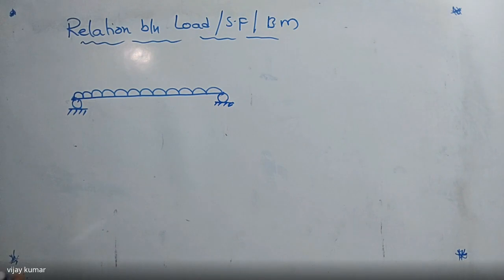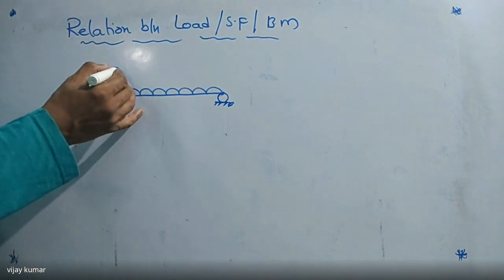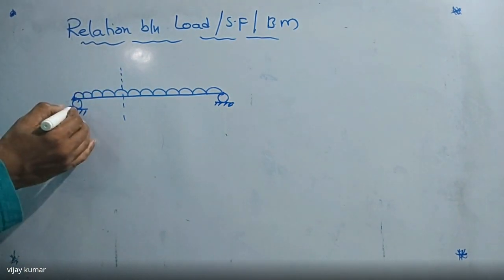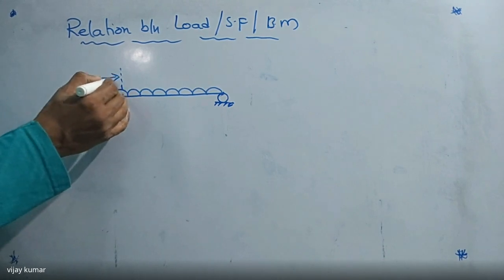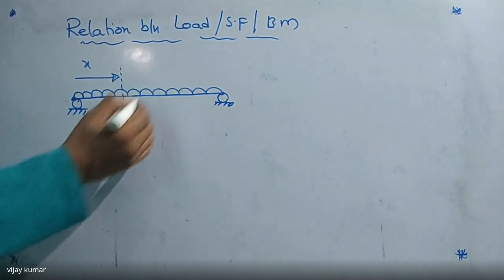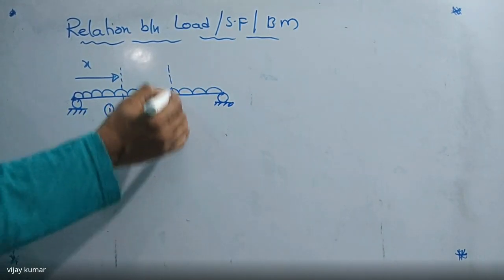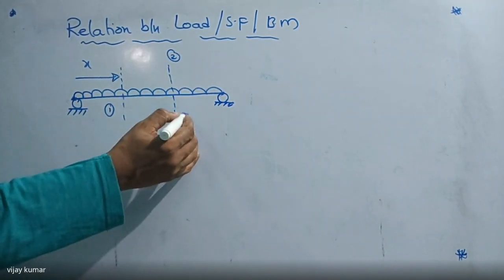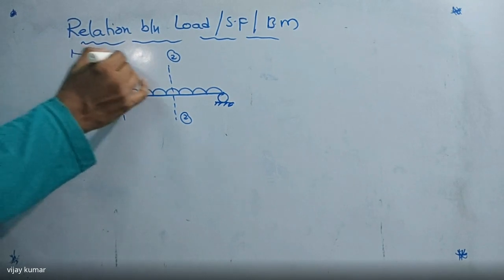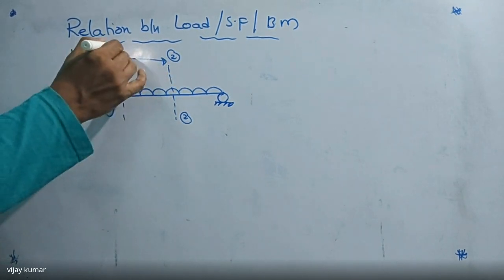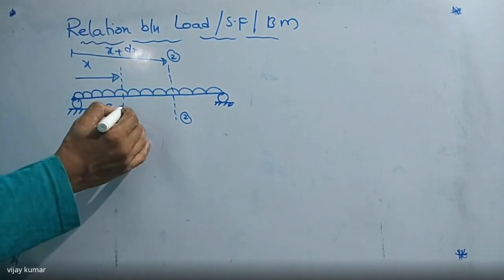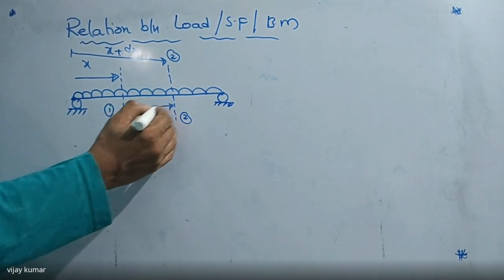Right. So I am going to take one section here from this support. This section, at a distance of how much? X. This one is nothing but section 1. I'm going to take another section here. This is section number 2, which is at a distance of x plus dx. And the length of this element is nothing but dx.